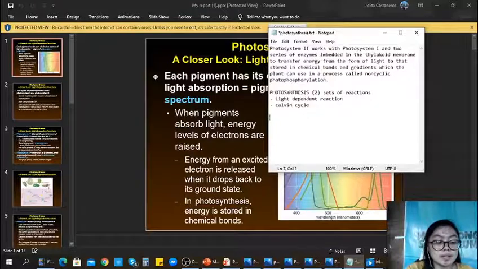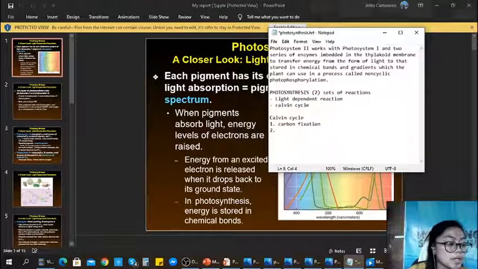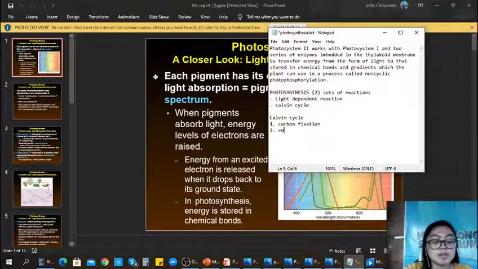So the Calvin cycle has 4 main steps. Our first one is carbon fixation. The other two are the reduction phase.